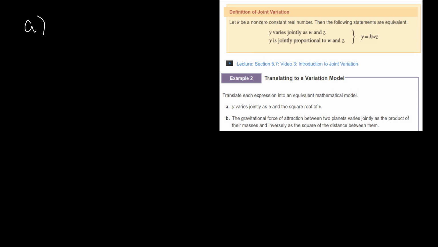Example 2, translate each expression into an equivalent mathematical model. A, y varies jointly as u and the square root of v. So we're saying y varies jointly as u and the square root of v.